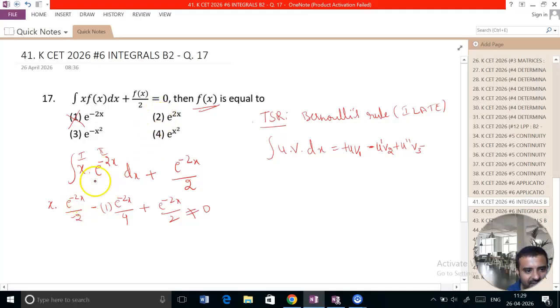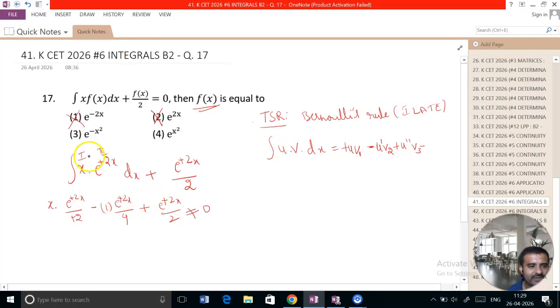So when I come to option 2, just changing the sign here, we have e power plus 2x by plus 2 minus e power plus 2x by 4, and it's confirmed this is also not equal to 0, so option 2 is not correct.